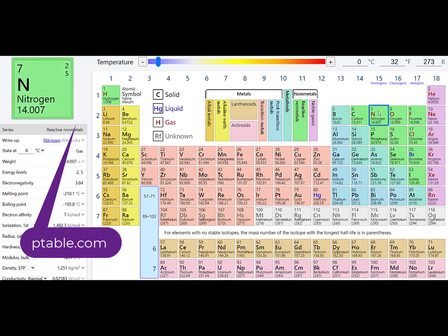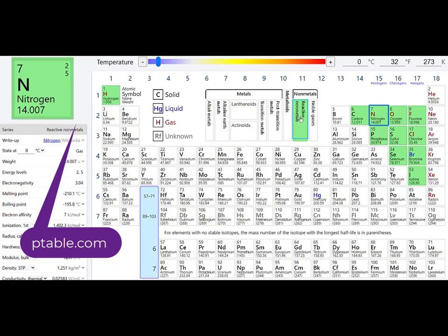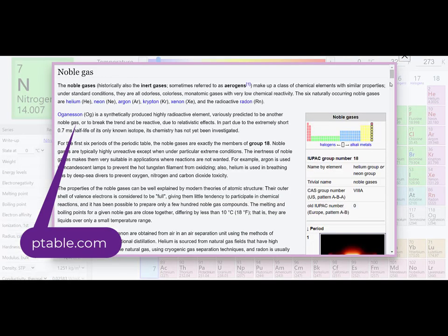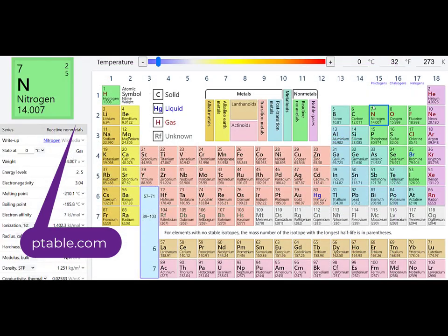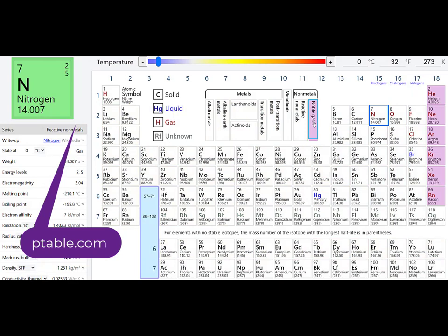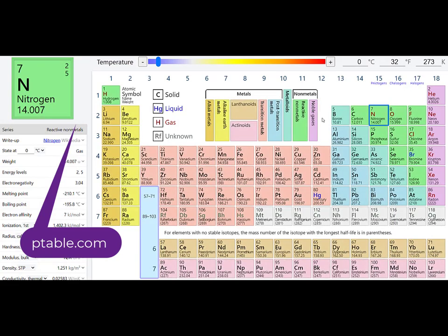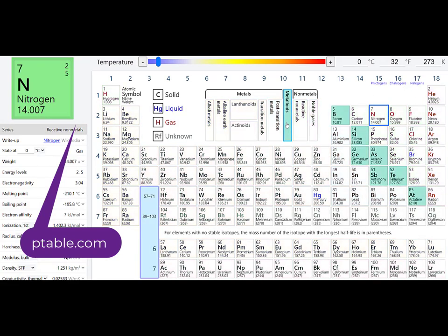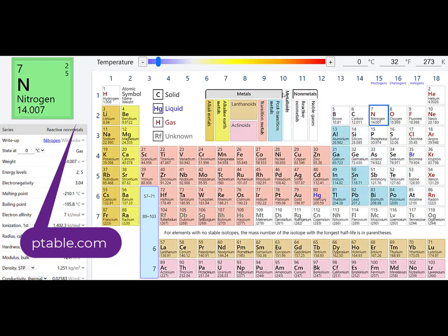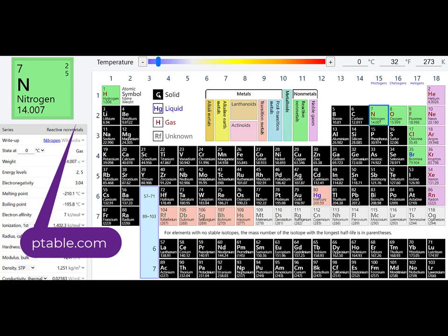What's also cool about this is that it's color-coded, so I can see that nitrogen is green. It is a non-metal. I can look at just the noble gases, and I can find out information about them. It also highlights where the noble gases are on the periodic table. Same with the metalloids that we talked about. We can look at all of the metals. So this is just a cool periodic table to get to know these elements and what the different things mean.